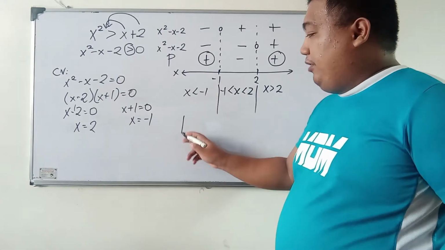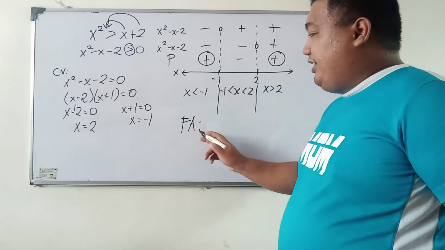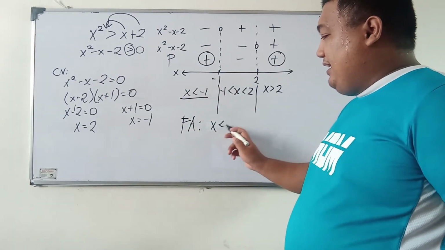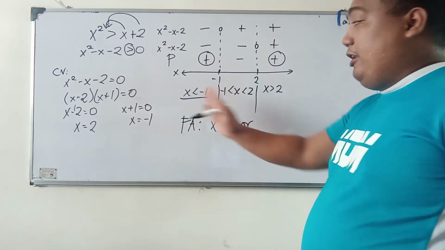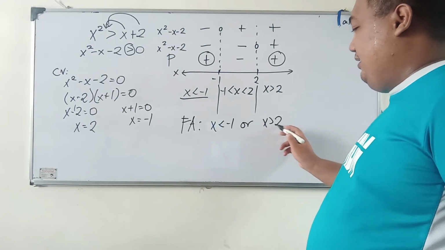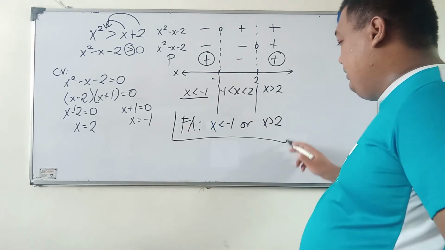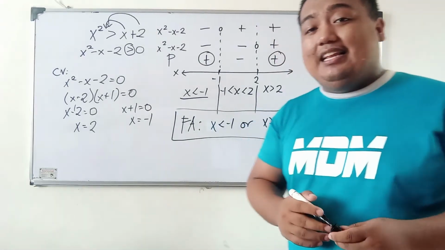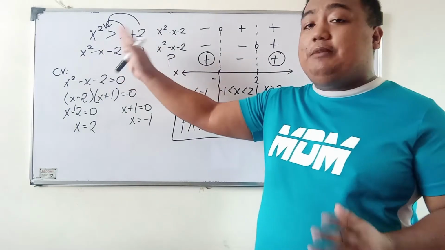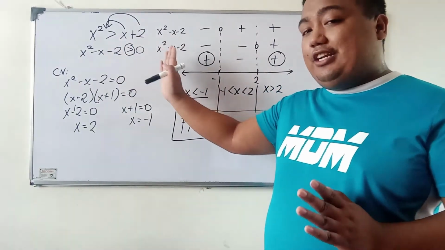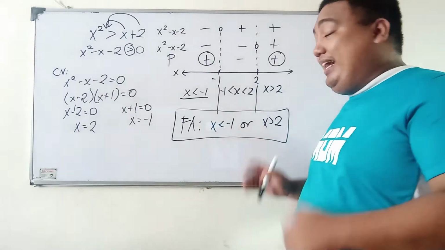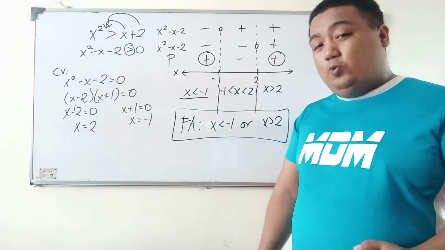final answer. So it means, our final answer is, ito yung una, kasi nasa region siyang yan, which is x is less than negative 1. Or, dahil dalawa ang sagot natin, or x is greater than 2. That is our final answer. So it means the values of x that will satisfy x squared minus x minus 2 is greater than 0 are x is less than negative 1 or x is greater than 2.